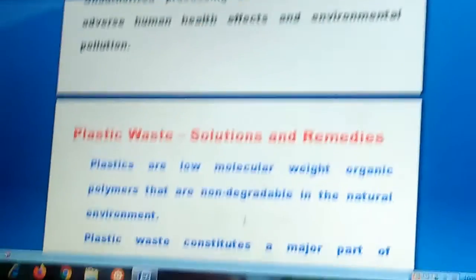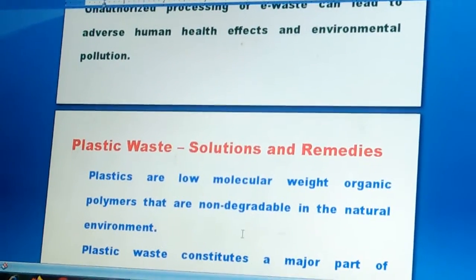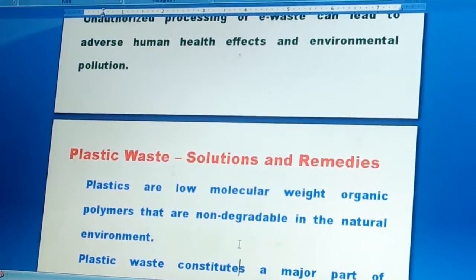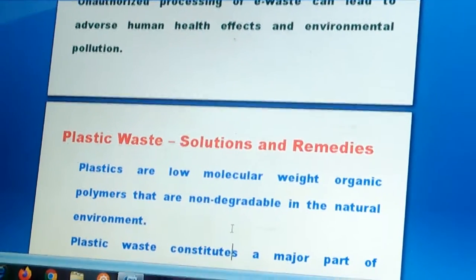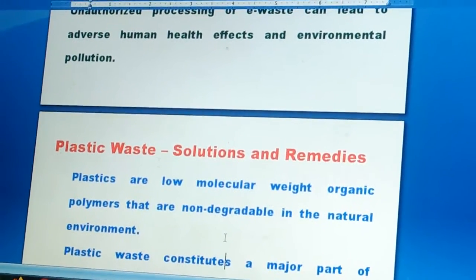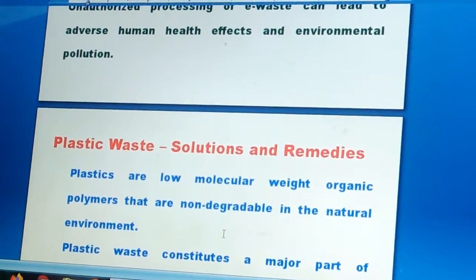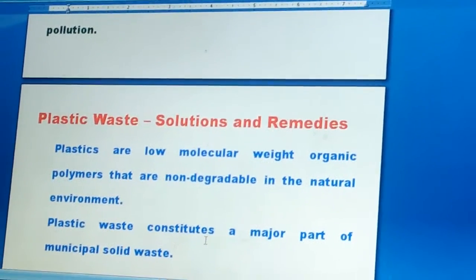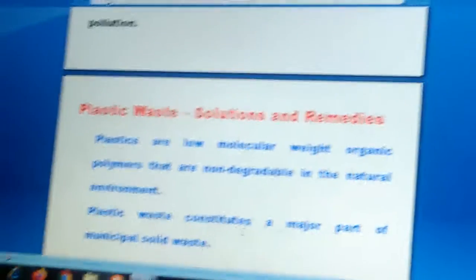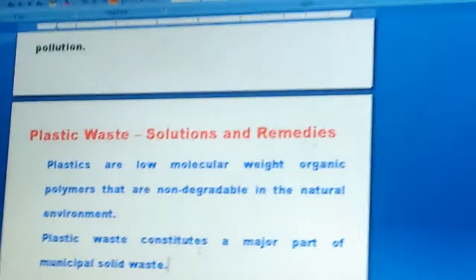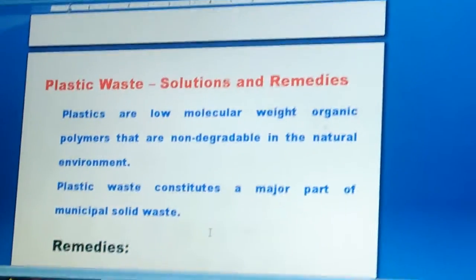Now we can see plastic waste solutions and remedies. Plastics are high molecular weight organic polymers. Plastics are nothing but polymers that are non-degradable in the natural environment. So if you dispose of it in the natural environment, it will remain as it is. Plastic waste constitutes a major part of municipal solid waste. Under municipal solid waste, the major role is played by plastic waste because it is non-degradable.